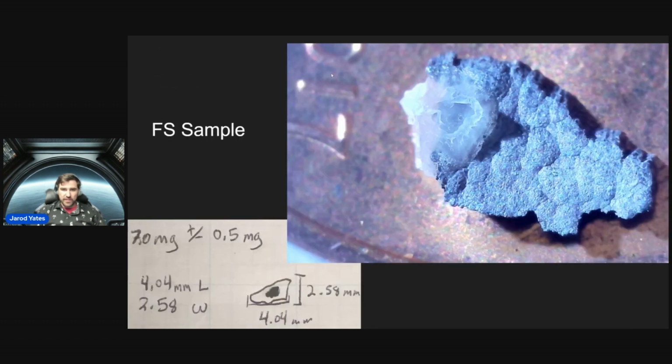So for reference, this is the sample we are dealing with. It's very small. Here it is sitting on a penny. Don't worry, the penny isn't contaminating it. Here's the date of the penny, so you can see just how big we're dealing with. It's about 4 millimeters long by about 2.5 millimeters wide by about 0.4-ish millimeters thick.